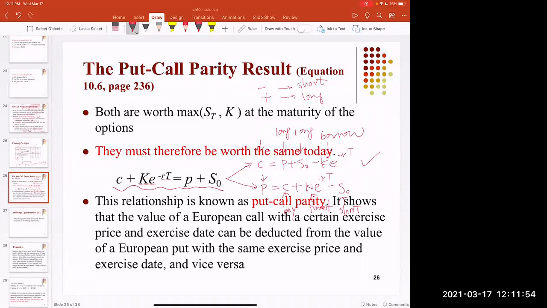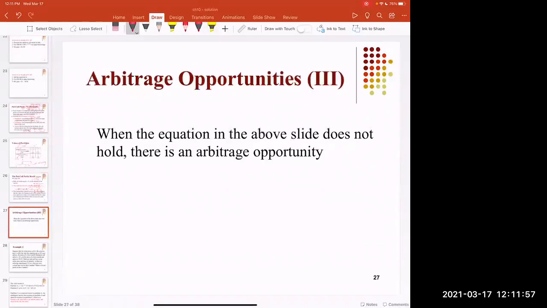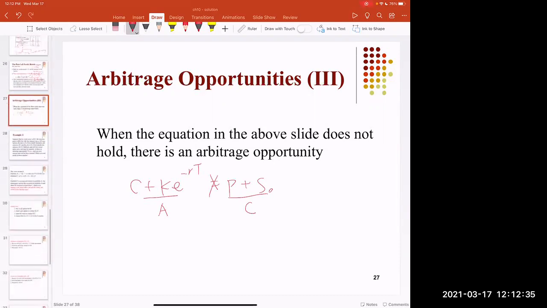Okay, so next we're going to talk about this arbitrage opportunity. This is arbitrage opportunity number 3 in these slides. When the equation in the above slides does not hold, which means what? If you calculate portfolio A value at time 0 and portfolio C value at time 0, and they are not equal, then there is an arbitrage opportunity. If they are equal, in theory, there is no arbitrage opportunity. If they are not equal, we're going to look at the arbitrage opportunity.